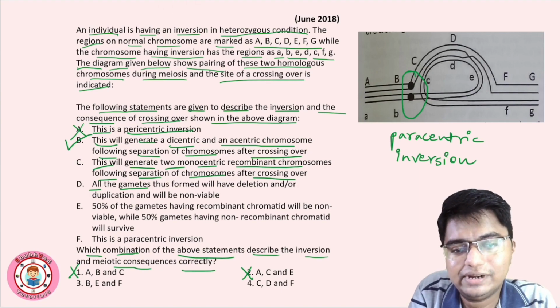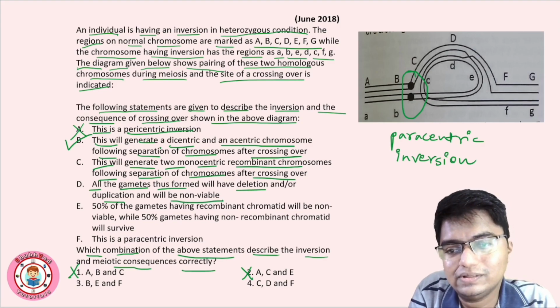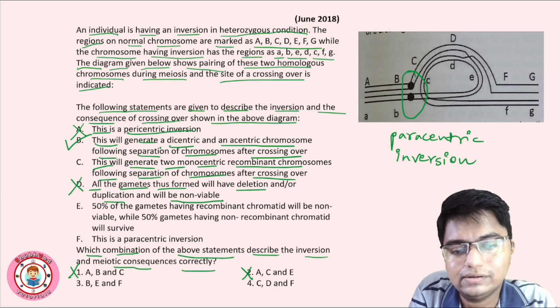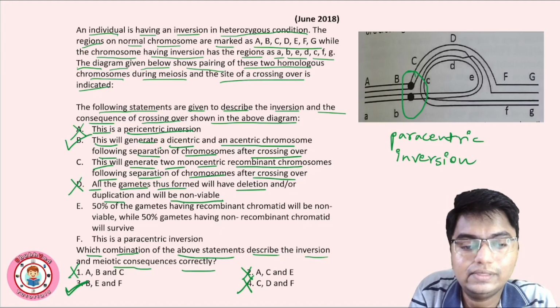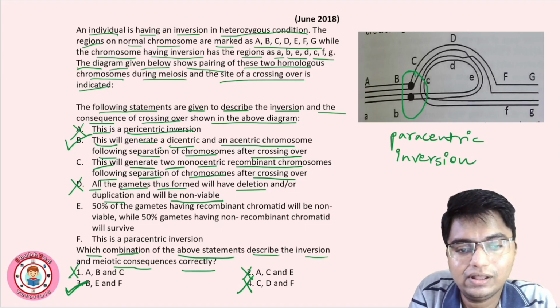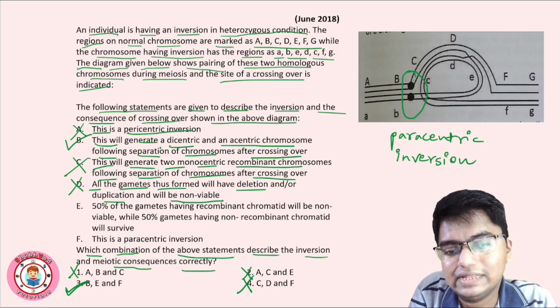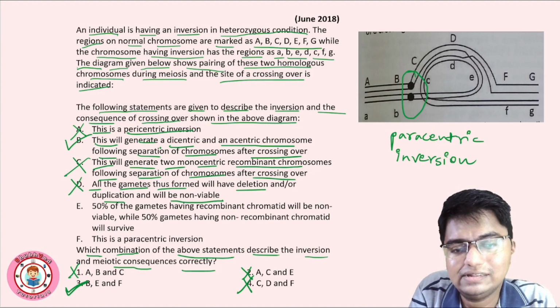Let's read next statement. All the gametes thus formed will have deletion and or duplication and will be non-viable. All the gametes, ऐसे नहीं होता, right? All the gametes will have deletion and duplication. No, this is the wrong statement. So D will be wrong. Answer will be 3. B, E, F. Okay, so C is again confirm wrong. From the options, elimination से हम solve कर सकते हैं easily.